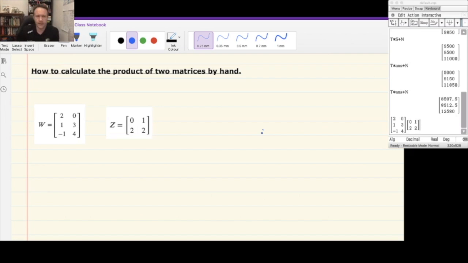A bit more on how to calculate the product of two matrices by hand. It's easy to bang them in a CAS, but at some point you may need to carry this procedure out by hand.